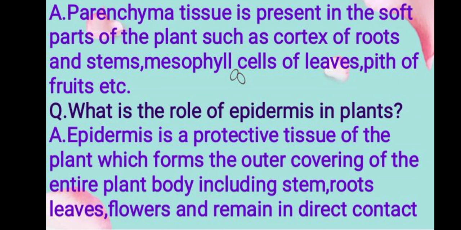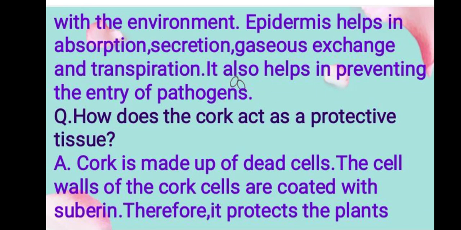What is the role of epidermis in plants? Let's see answer. Epidermis is a protective tissue of the plant which forms the outer covering of the entire plant body, including stem, roots, leaves, flowers, and remain in direct contact with the environment. Epidermis helps in absorption, secretion, gaseous exchange, and transpiration. It also helps in preventing the entry of pathogens.